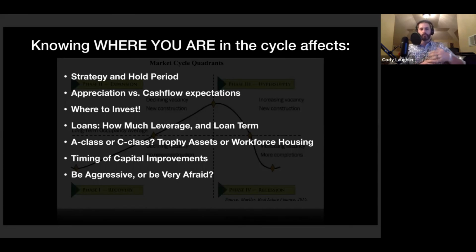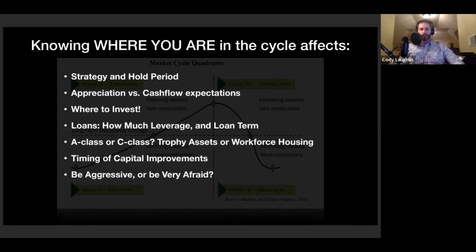So what type of strategy are you looking to implement? Are you looking for the short term, more of a flip and dispose strategy? Are you looking for a buy and hold strategy? Are you going to invest for appreciation or for cash flow? It could also impact where you're looking to invest. If you're in a declining market, you may want to keep your eye on other markets that may be on the rise and going through an expansion phase.